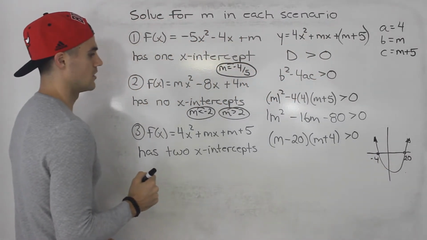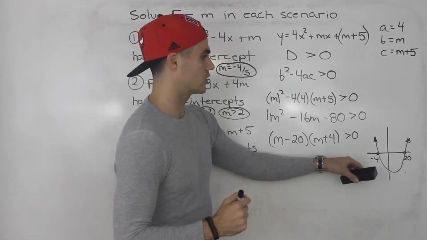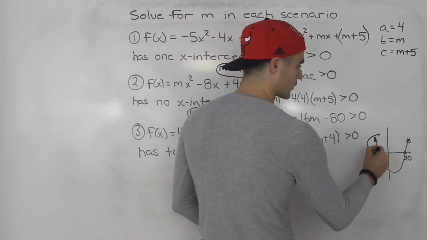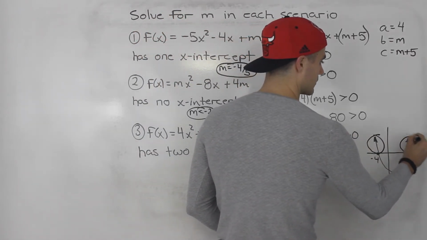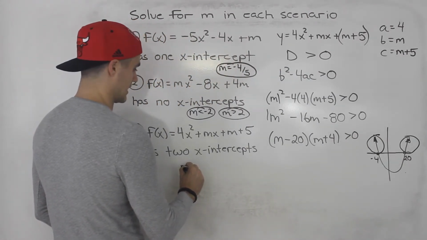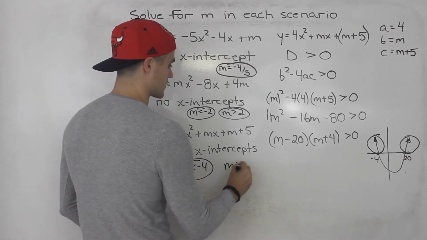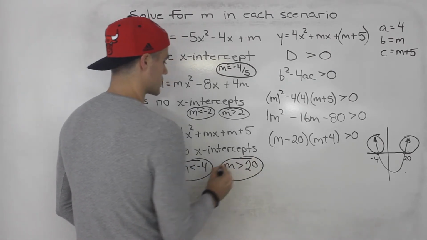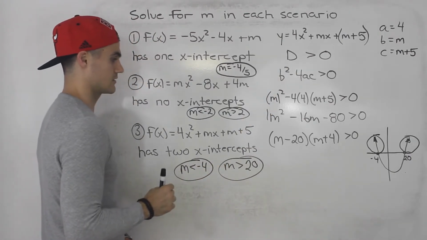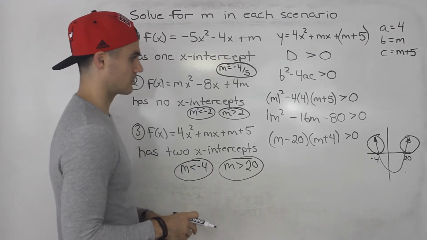Right? So when is this quadratic going to be greater than 0? When is it above the x-axis? Well, over here and over here. So basically when m is less than negative 4 and when m is greater than 20. Those are the answers. That's when this quadratic would have two x-intercepts, either of those scenarios.